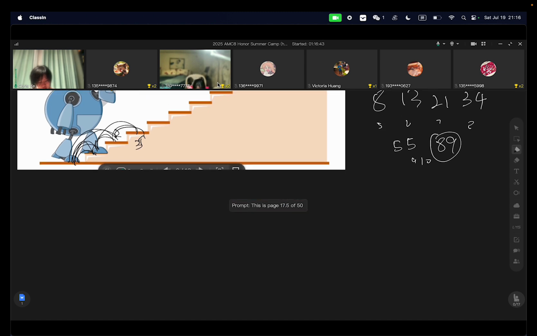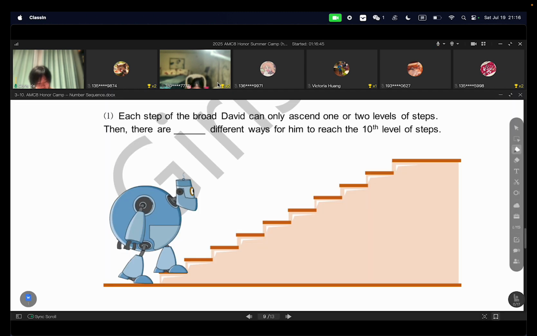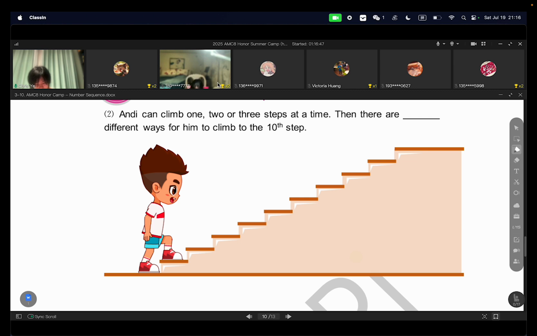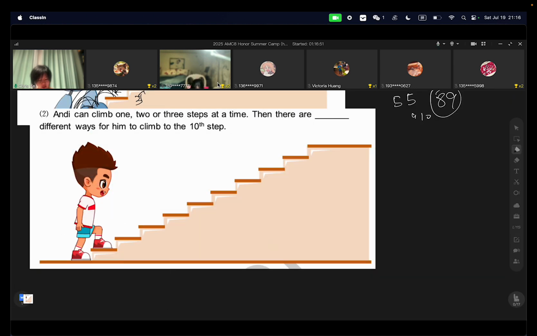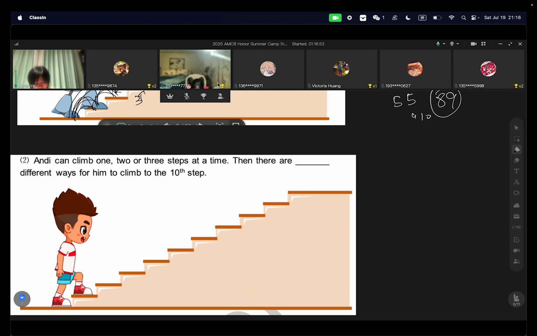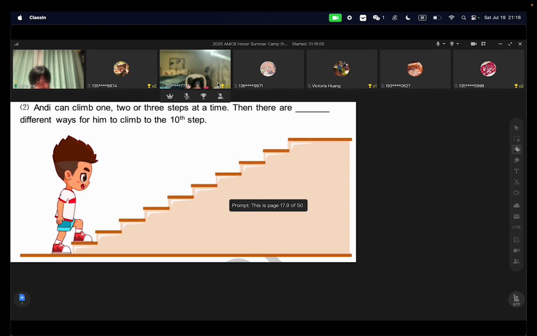If not, then let's move on to Andy. It says that he can climb 1, 2, or 3 steps at a time. So a bit more agile, I guess. Then how many ways are there for him to climb up to the 10th step?